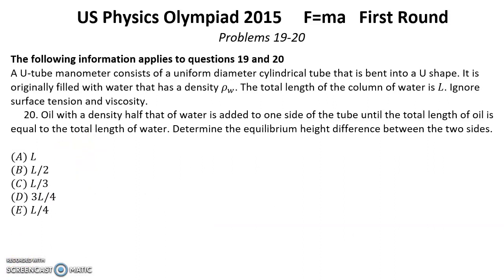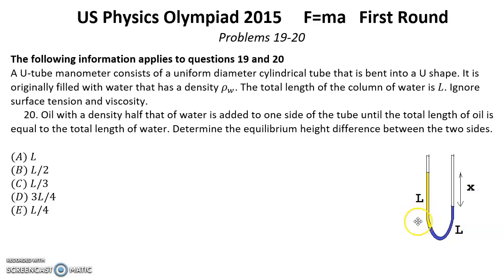Question number 20. Oil with a density half that of water is added to one side of the tube until the total length of oil is equal to the total length of water. Determine the equilibrium height difference between the two sides. Solution. Let's draw the picture.